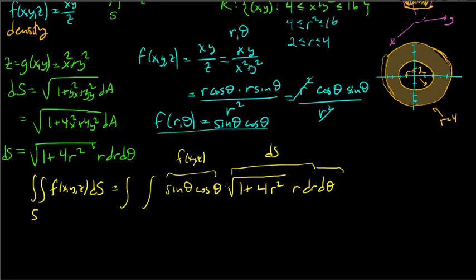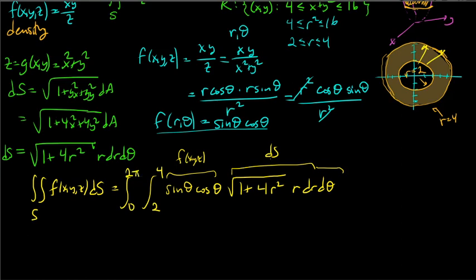And I'm running out of space here. Shoot. All right, well, maybe we can do this quickly. r goes from 2 to 4. Remember, you're not going from 0 to 4. You're only going from 2 to 4 here. And theta, well, we want to go all the way around, so 0 to 2 pi for theta.